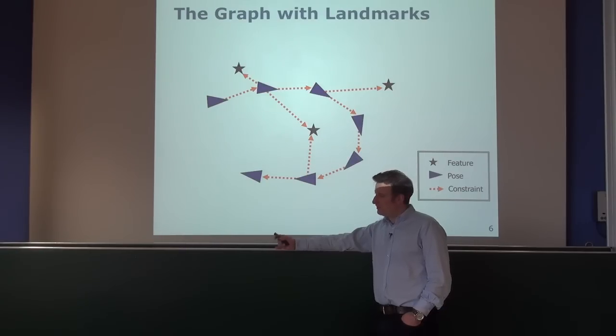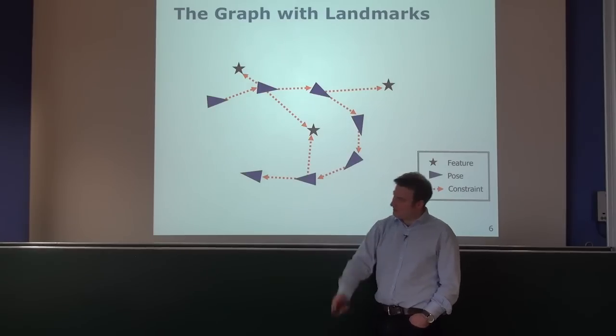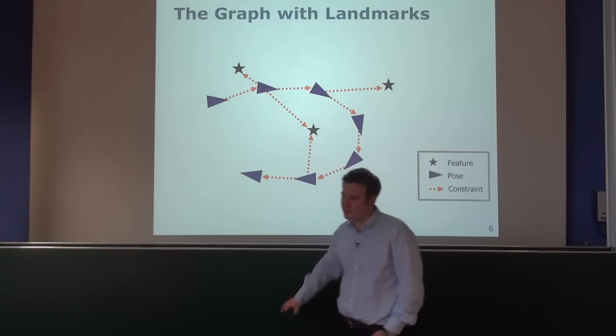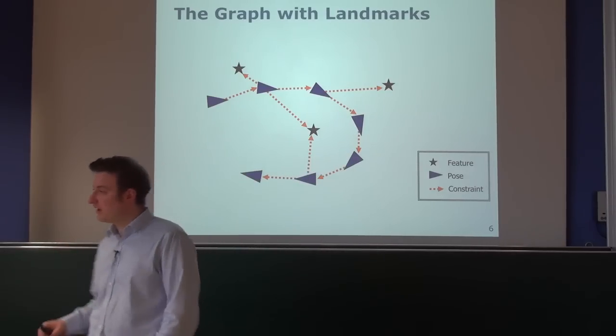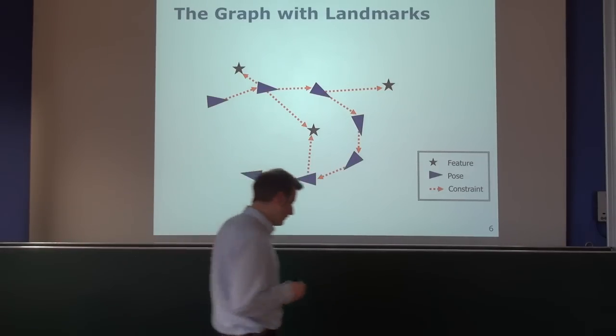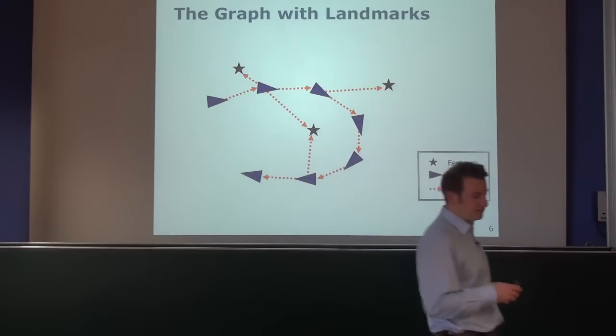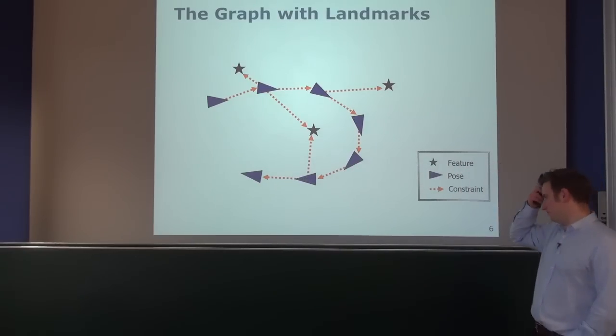So if I observe the landmark, so I see the landmark now with the range and bearing observation, and I'm at some further point in time where I don't know where the robot is, I see the landmark again. Can I relate them?